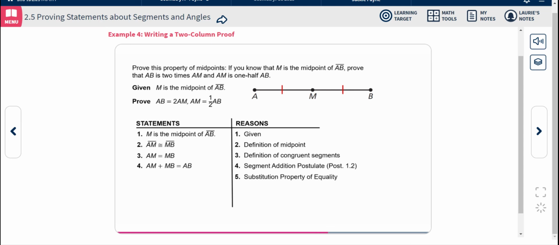Then you can use the substitution property of equality to substitute AM for MB in statement 4. So AM plus AM is equal to AB. Then use the distributive property to combine like terms, which gives you 2AM equals AB. Use the division property of equality to divide both sides of the equation by 2, which gives you AM equals 1/2 AB.